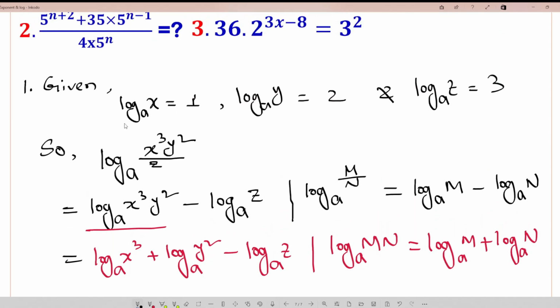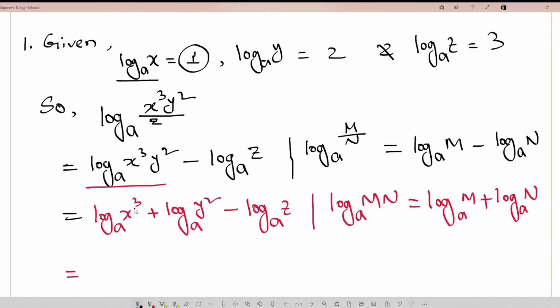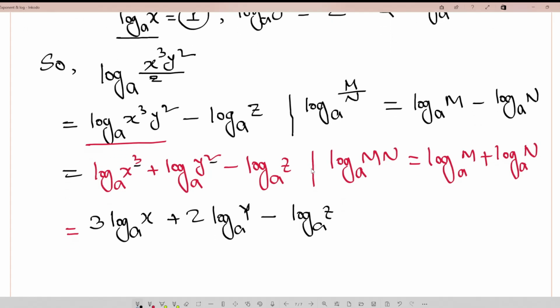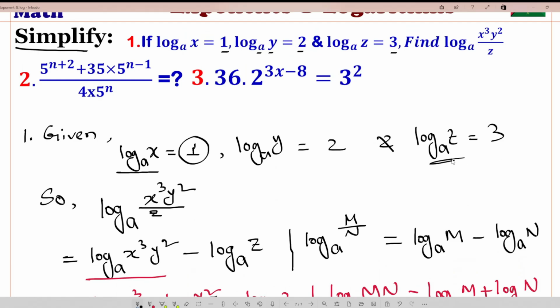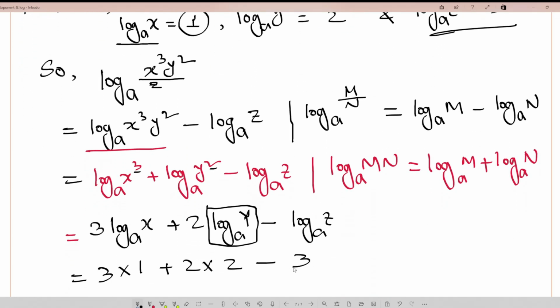Now we will put the value. We already know log a base x equals 1. Therefore we can write 3 log a base x plus 2 log a base y minus log a base z. Now we can implement the value. So 3 times log a base x means what? 1. So we can write 1 plus this one times 2, because log a base y equals 2, minus log a base z equals what? 3. So we can write 3.